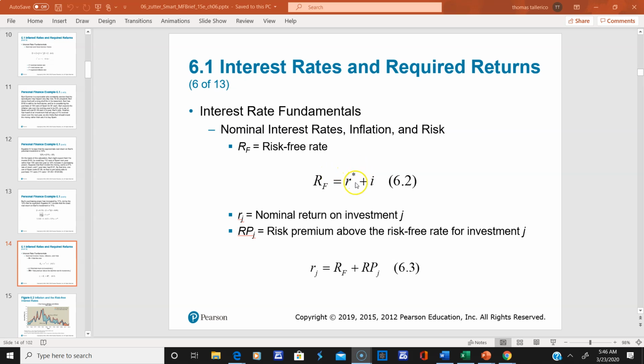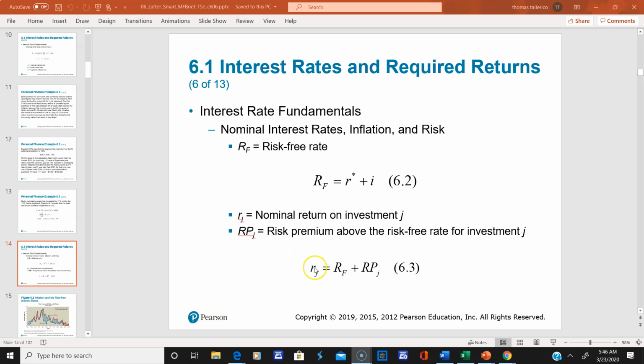We just take the real rate, which we previously discussed, which is R star. Remember, the real rate is R star, and we add the inflation premium to that. This is equation 6.2 in your book. So here's the inflation premium, and that gives the nominal rate.